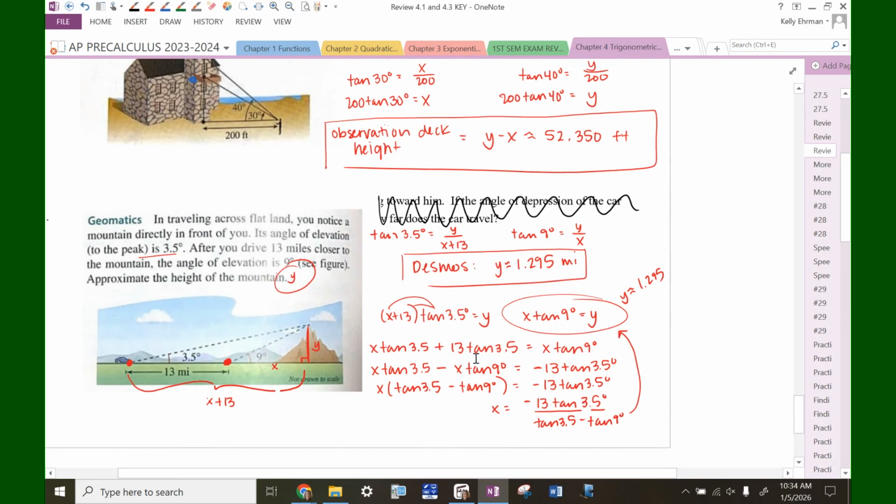All right, that finishes the calculator part for Desmos. Hopefully you've had lots of practice with this through the homework and stuff. But come in and see me if you need more help.